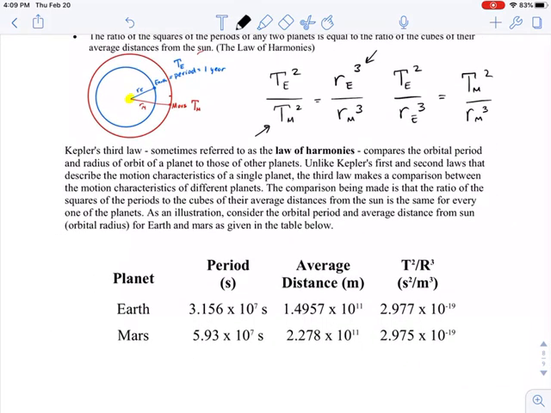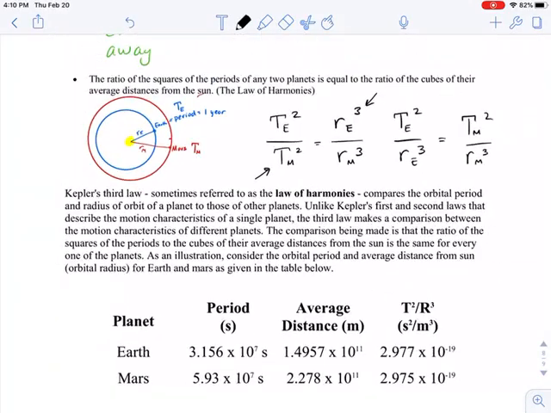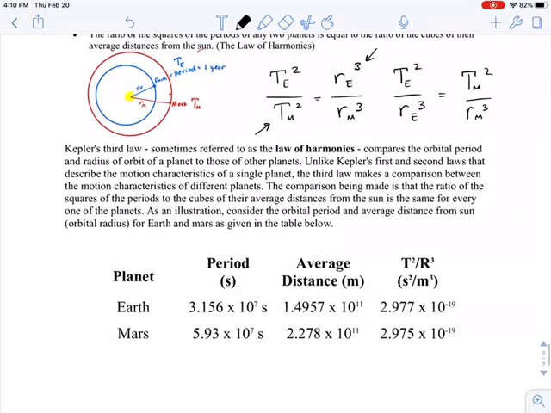Okay, so Kepler's third law is sometimes referred to as the law of harmonies. It compares the orbital period and the radius of the orbit of a planet to those of other planets. So here we're comparing the Earth to Mars. Unlike Kepler's first and second laws that describe the motion characteristics of a single planet, the third law makes a comparison between different planets. The ratio of the squares of the periods to the cubes of their average distances to the sun is the same for every one of the planets.